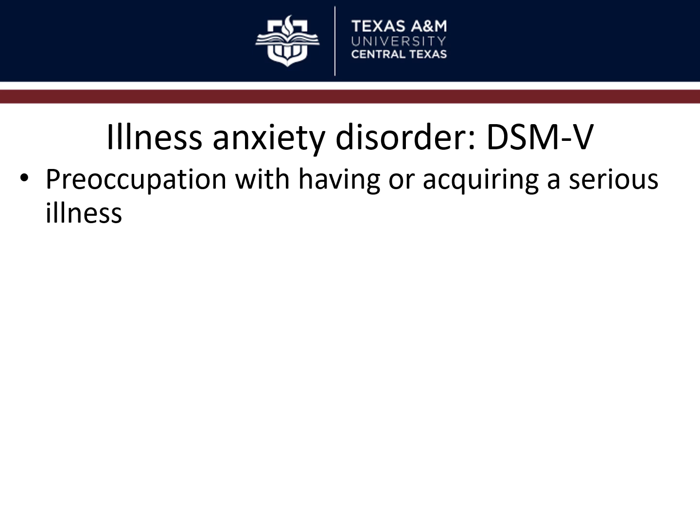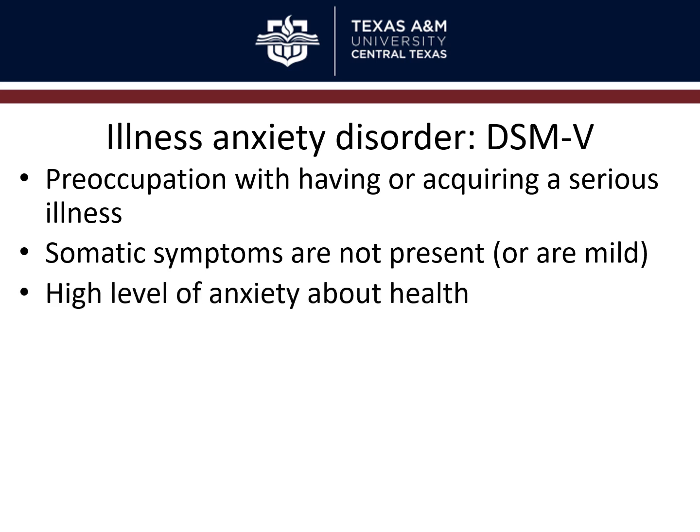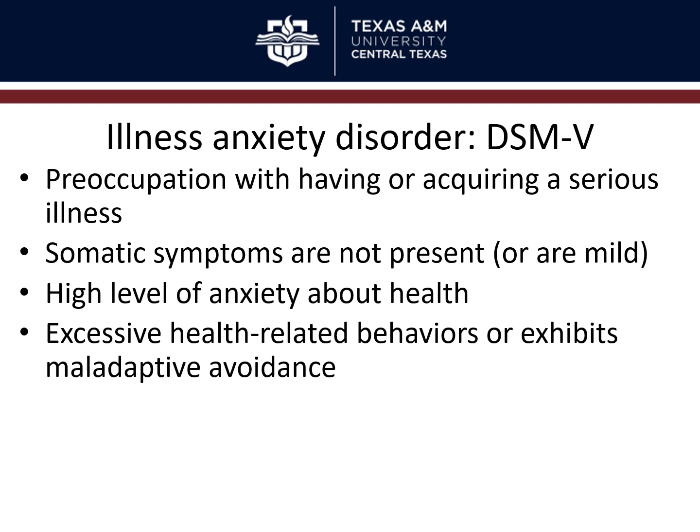right? So in general, significant somatic symptoms aren't present. If they are present, they're mild. So they don't have the same type of signs of illness that someone with somatic symptom disorder does. They're fairly asymptomatic. It's more about misinterpreting regular bodily functions here, whereas the other one is more about thinking you have symptoms. They have a high level of anxiety about their health, obviously. And then there's excessive health-related behaviors, or they exhibit maladaptive avoidance.